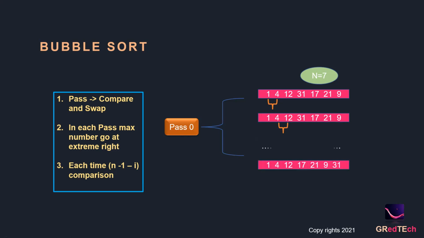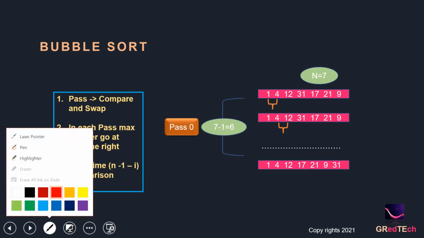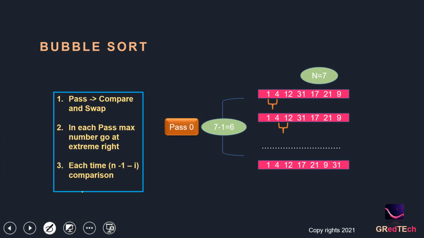So likewise it will go through the entire array this way. Now next time it will compare this one and this one, and next time it will compare this and this one.